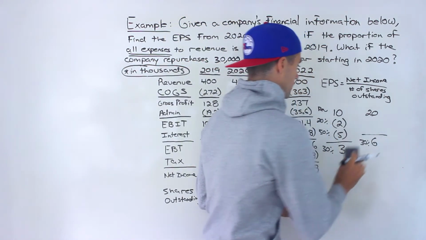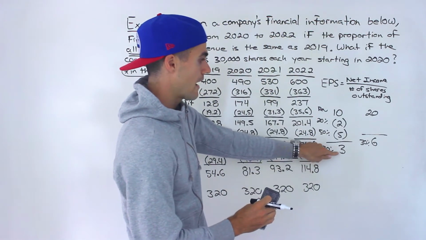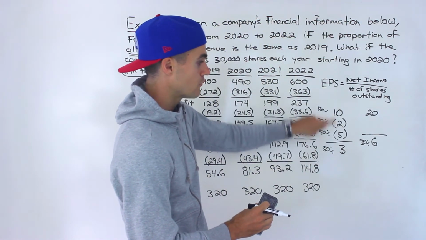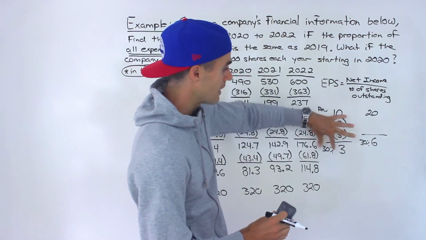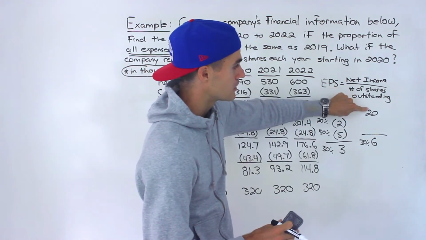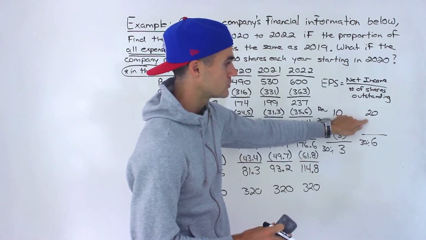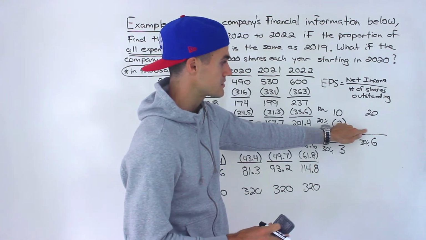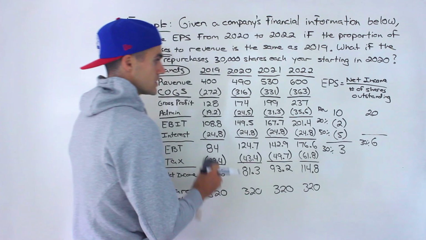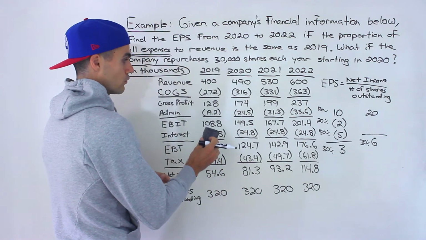So since we know from this year that 3 over 10, the net profit margin, is 30%, we can just apply that 30% here to the 20. 20 times 30% would give us 6. We don't have to do all the work in finding the expenses in between. So that's what I'm going to do over here.